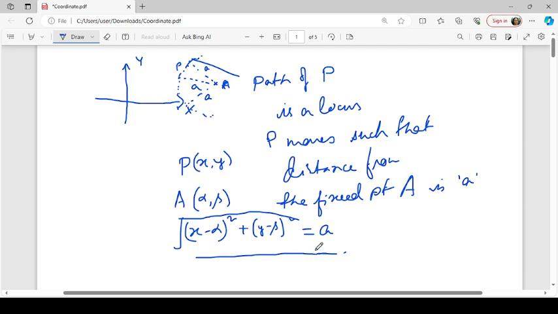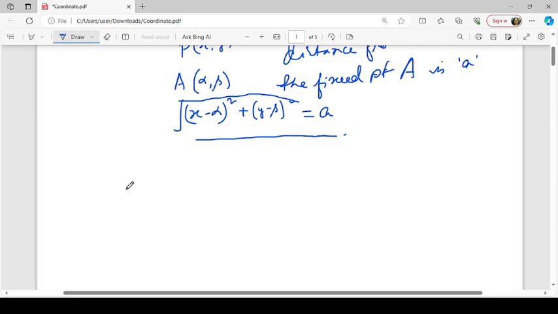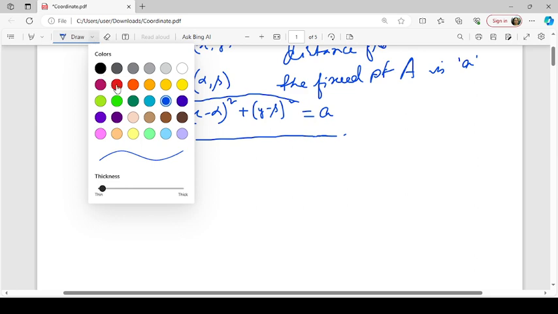So this is the locus. If we have to find the locus of a point P which moves such that the distance from the fixed point A is a, where the fixed point is (alpha, beta), then this is the locus. And if we simplify this, we have the general equation of a circle. Then after locus, we will come to the equation of a straight line.